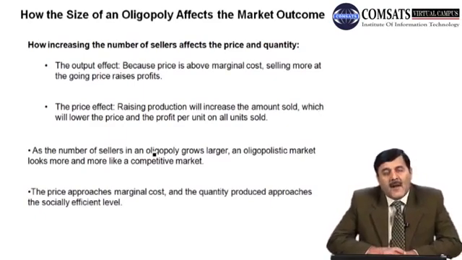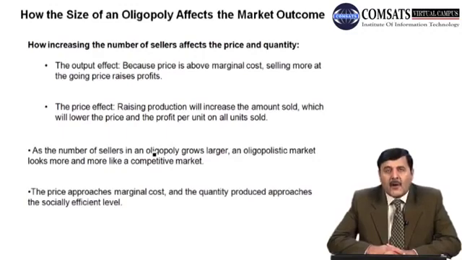Now जैसा कि हमने कहा कि जब नंबर ऑफ सेलर्स बढ़ते हैं तो प्रोडक्शन बढ़ती है, प्रोडक्शन बढ़ती है तो सप्लाई बढ़ती है. जब सप्लाई बढ़ती है किसी चीज़ की in the market, that reduces the price and the profit of the firm per unit on sold units of the product.